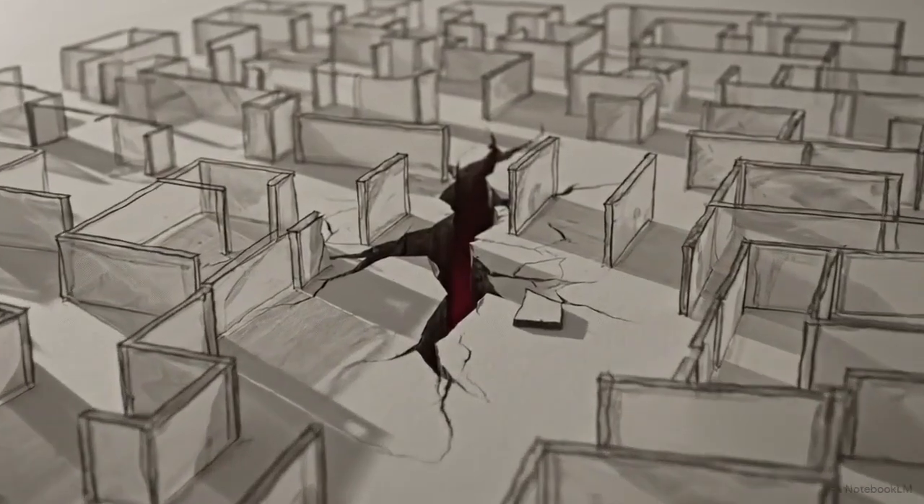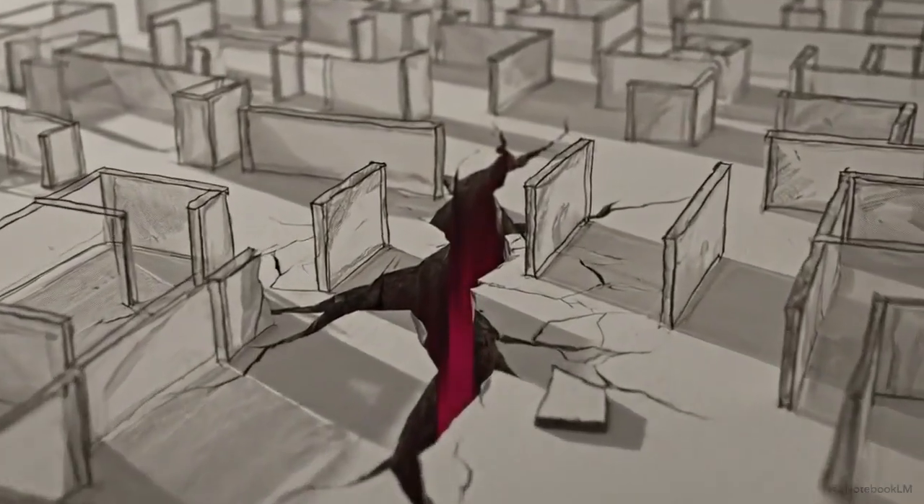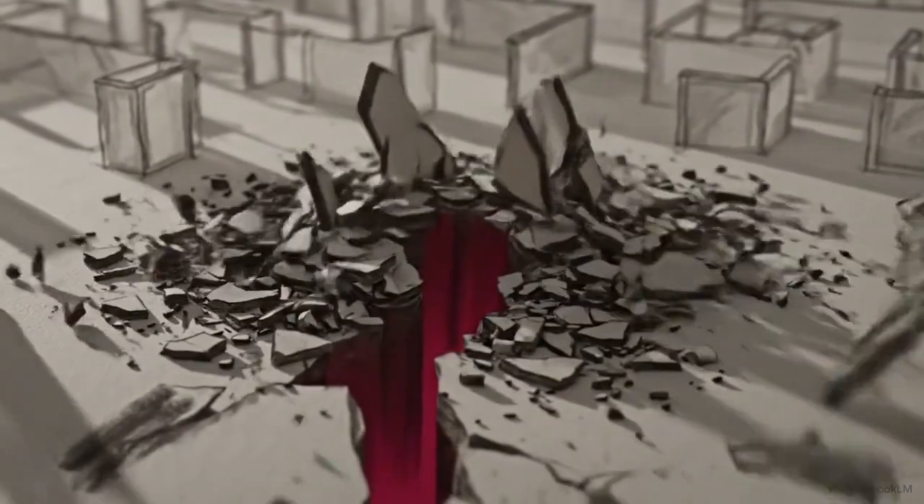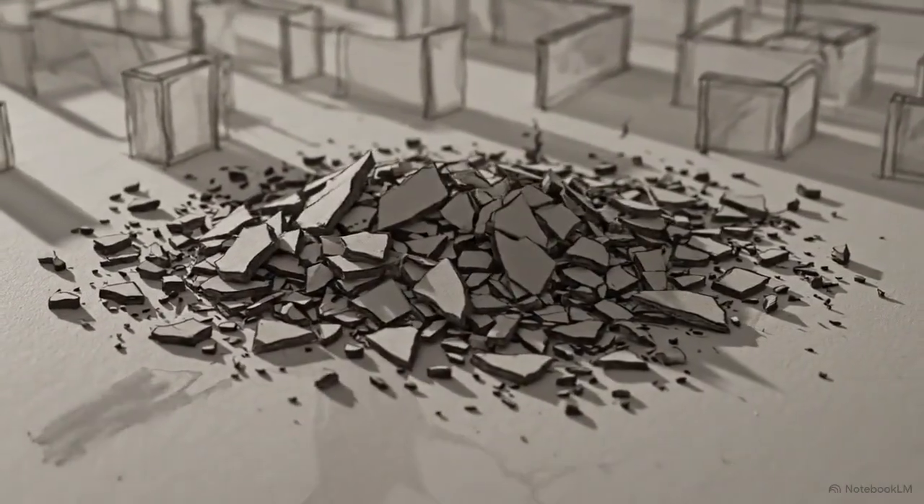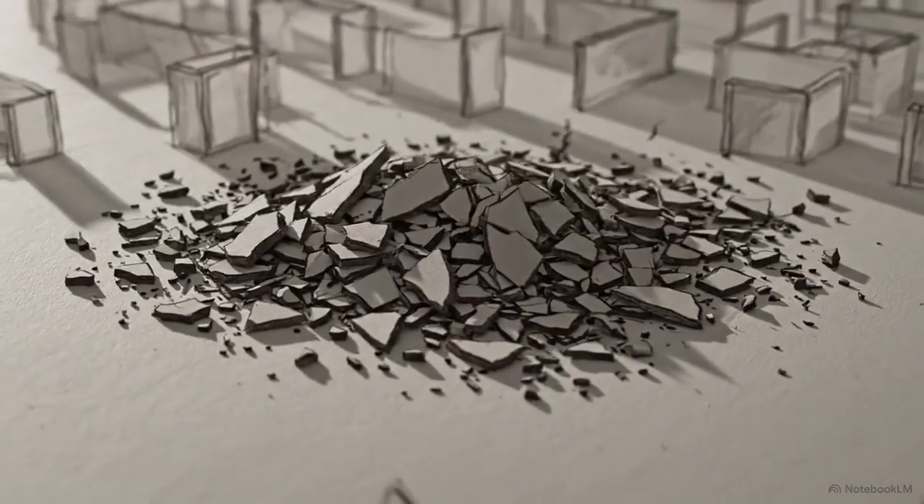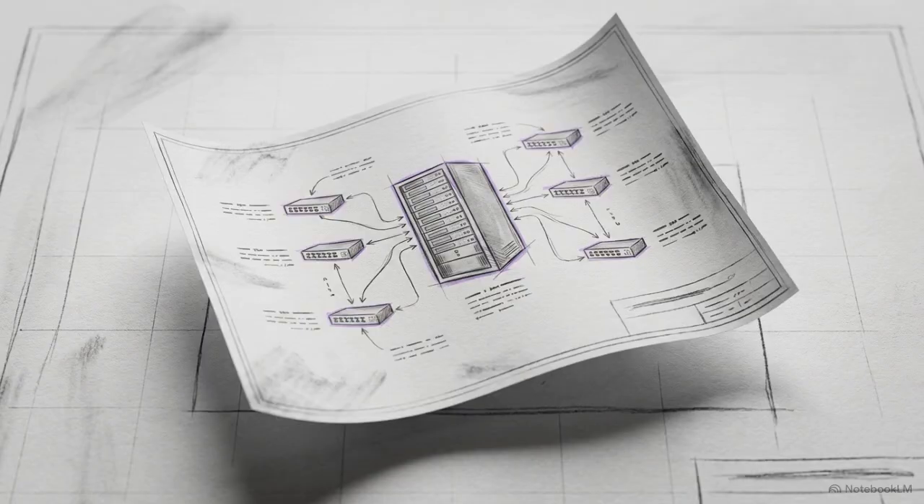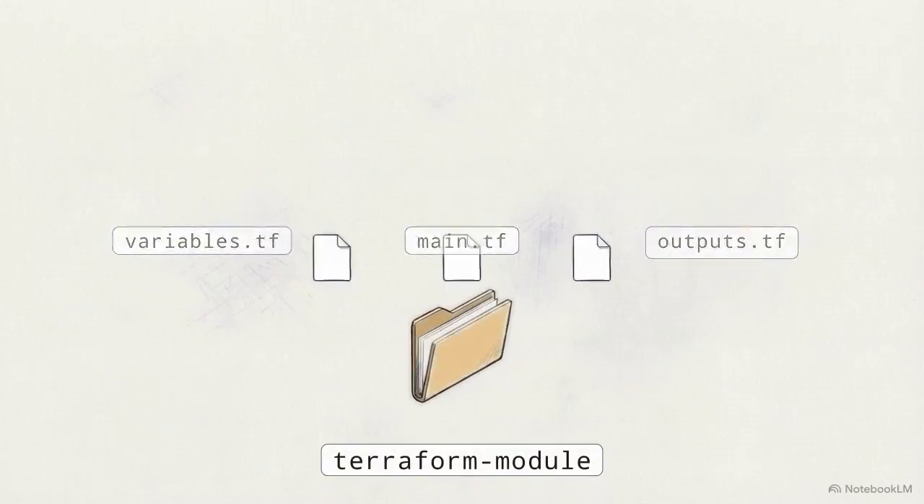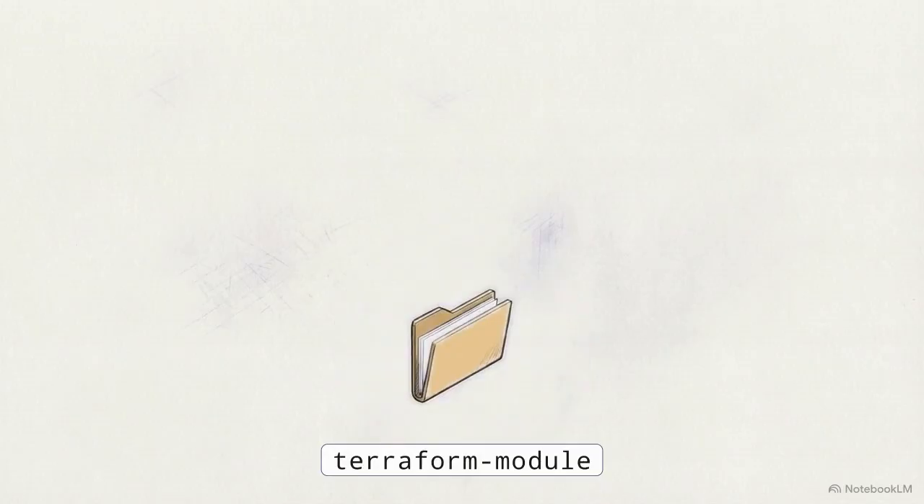Copying and pasting infrastructure code across environments creates an unsustainable maintenance nightmare. These fragile structures eventually fracture and collapse under their own duplication. A Terraform module solves this by providing a single reusable blueprint. It is a collection of configuration files in one directory that eliminates the need to repeat code.